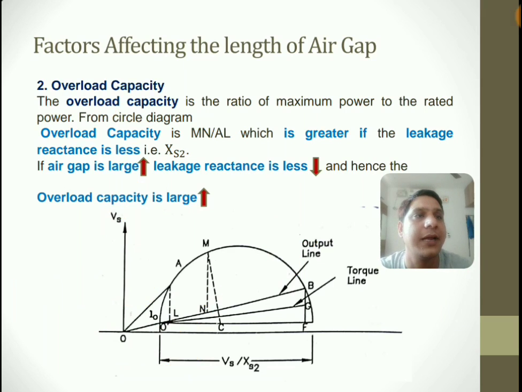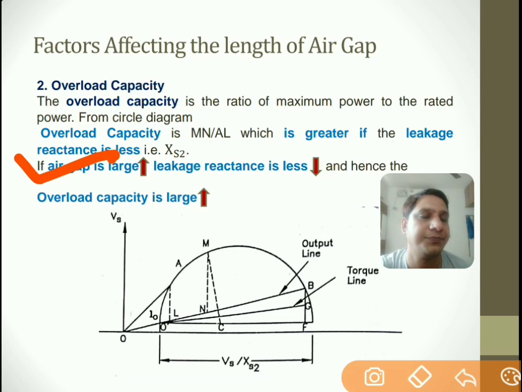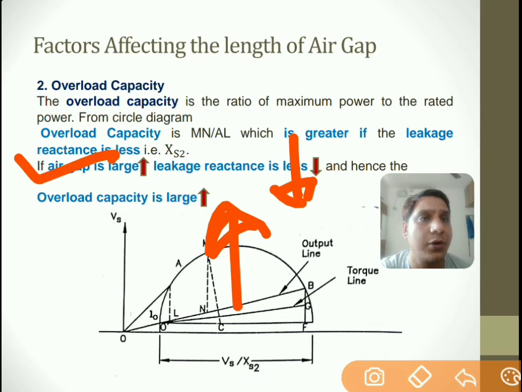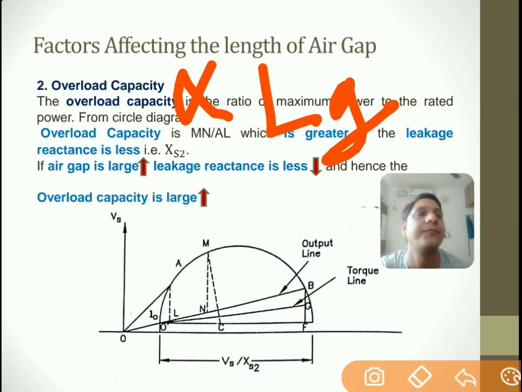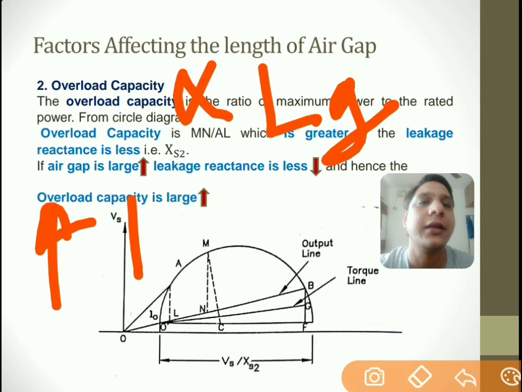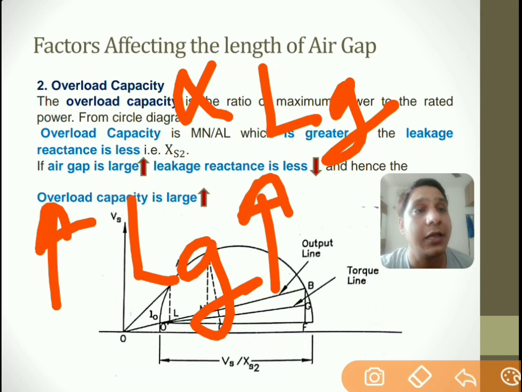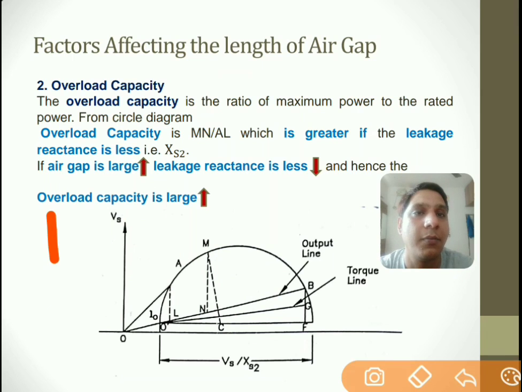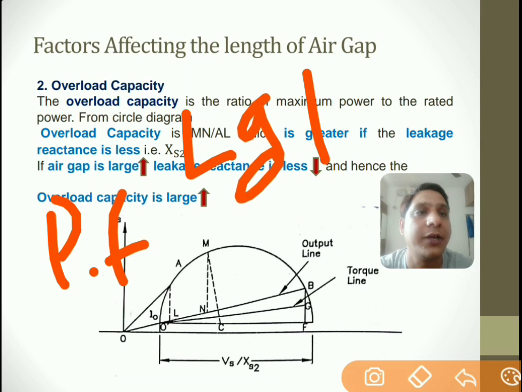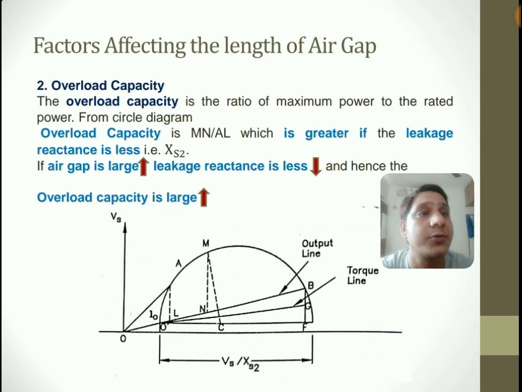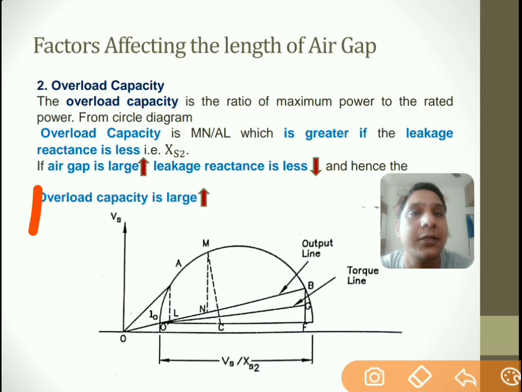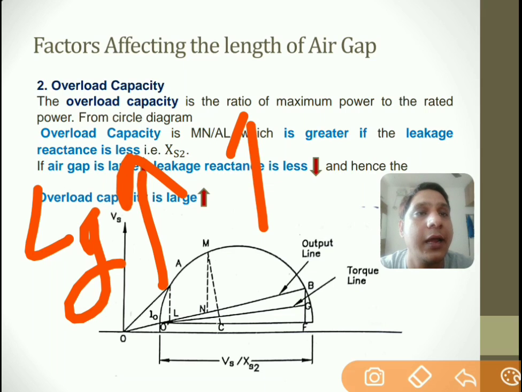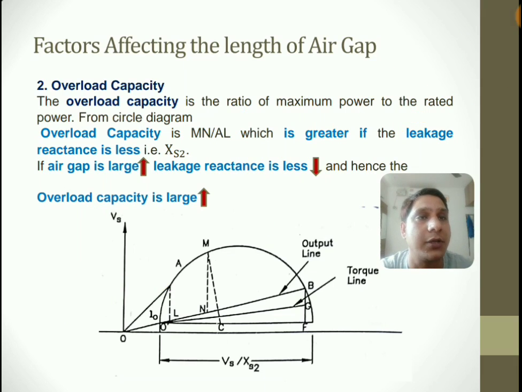Apart from that, if air gap is large, then leakage reactance is less, and hence overload capacity is high. If you consider all this, then we can simply say that overload capacity is proportional to length of air gap. It means if you want higher overload capacity, the length of air gap LG should be as high as possible. The earlier relation with power factor was different: LG should be less if you want higher power factor, while for high overload capacity, LG should be high. That's what we need to remember. This is the second relation.